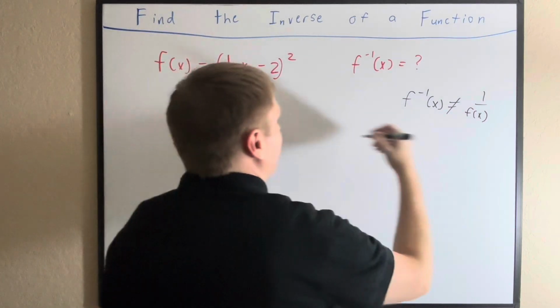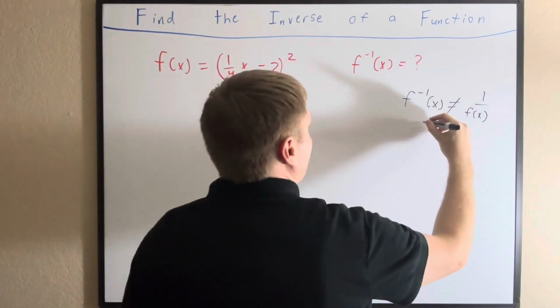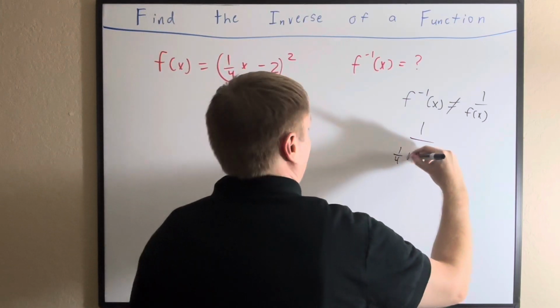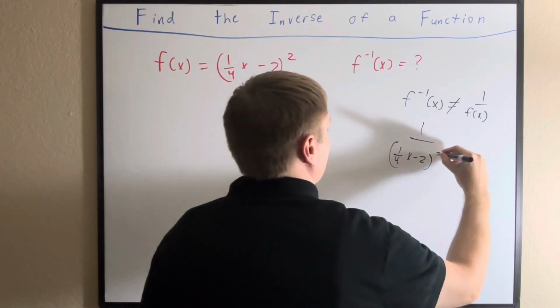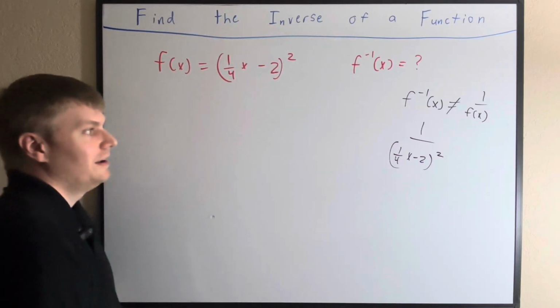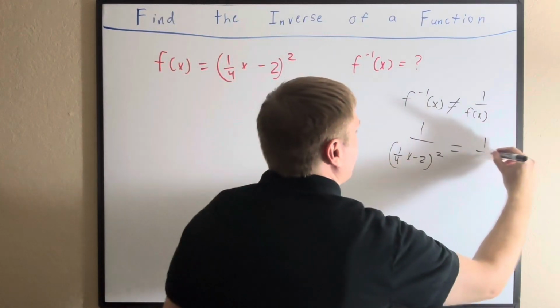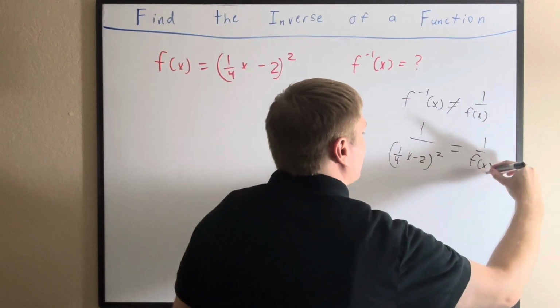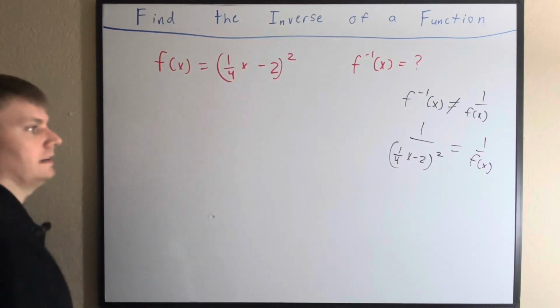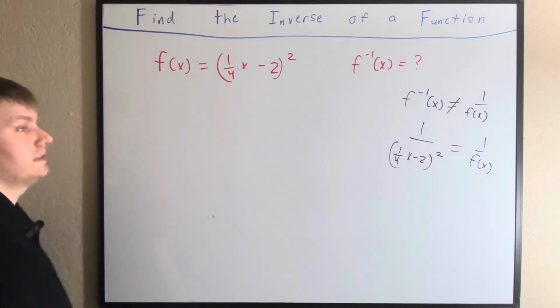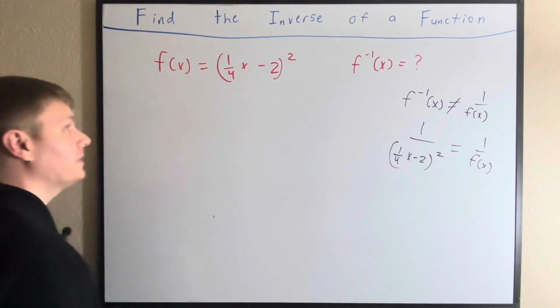See, you take this f of x and you say 1 over what? 1/4 x minus 2 squared. I think you'll find that is not the inverse of x. That is just 1 over f of x. All right, so let's find the inverse of this. Could be a little complicated.